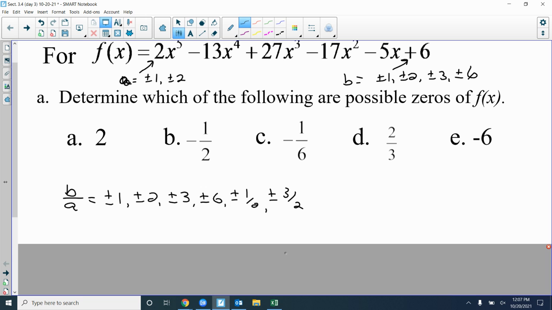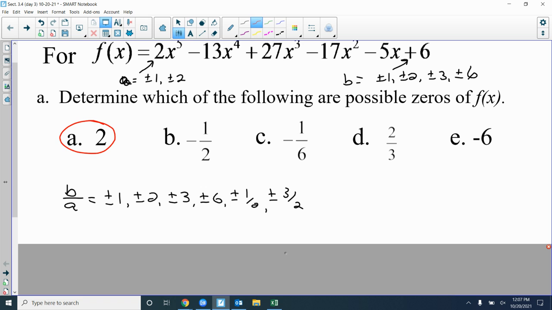All right, so you want to just take a look at the B over A, and this is similar to one we did from yesterday. You got that fraction in front. Is 2 a possible 0? Yes, as long as it occurs on our list. 2 is a possible 0.